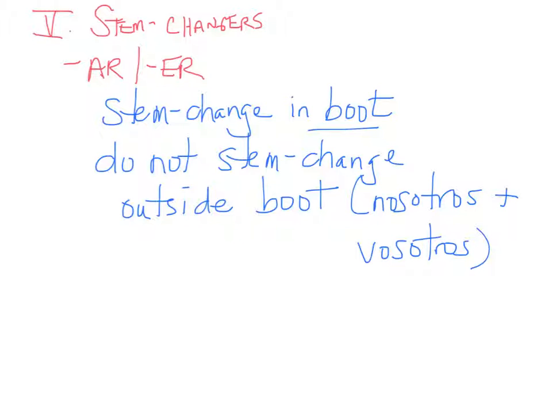But you're not going to stem change those outside of the boot, so you're only going to do it in the yo, the tú, the él, and the ellos form, just as you would for any other stem changer in the present tense. But you're not going to stem change either nosotros or vosotros. You're still going to use the opposite endings. There are going to be some examples in a few slides, so I will get to showing you specific verbs then.